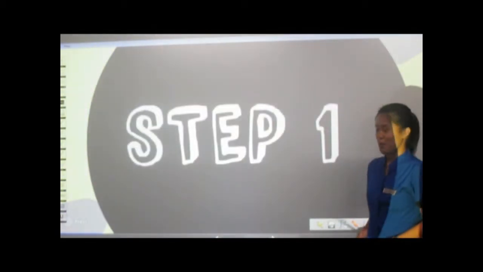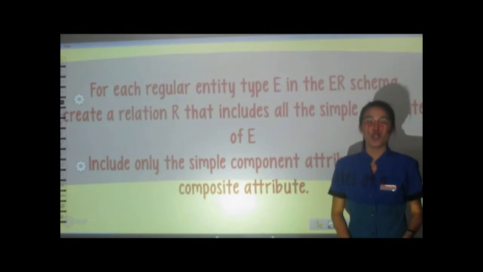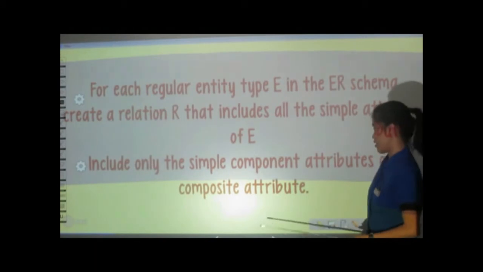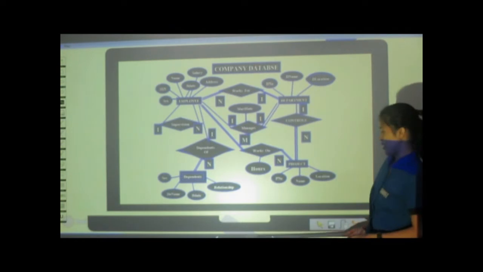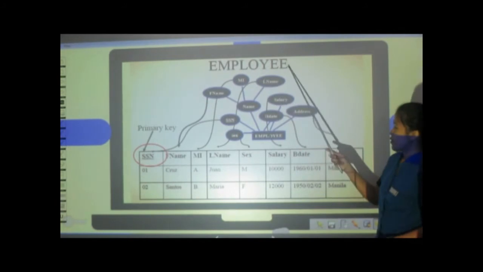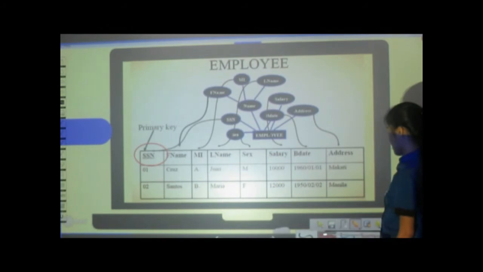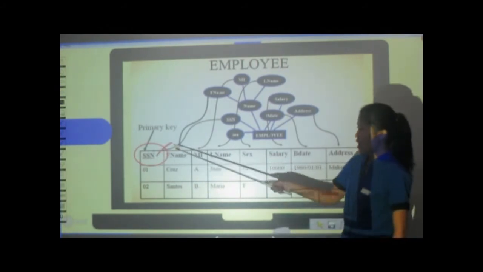For step number 1, for each regular entity type E, include only the simple component attributes and choose one of the attributes of E as primary key of R. For example, in an employee table, all the simple attributes are included and the SSN is the primary key of an employee.